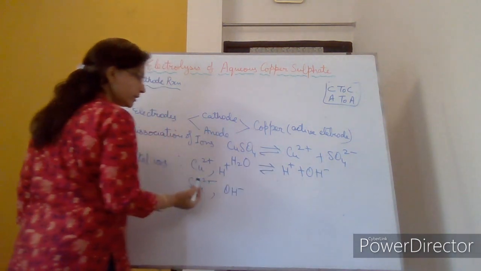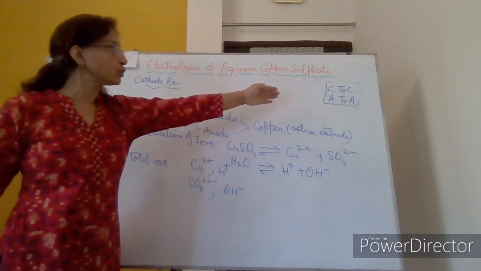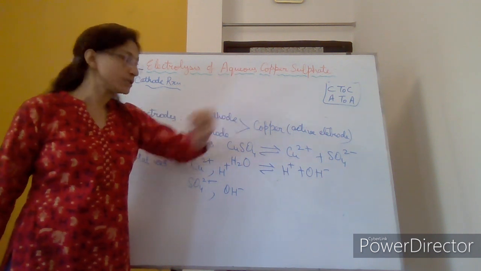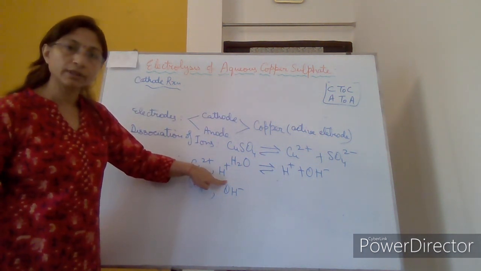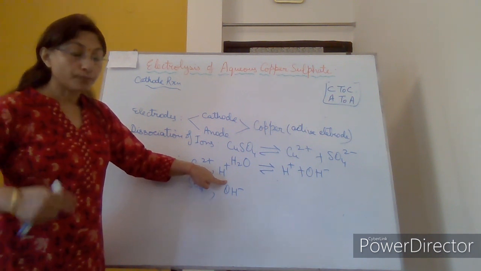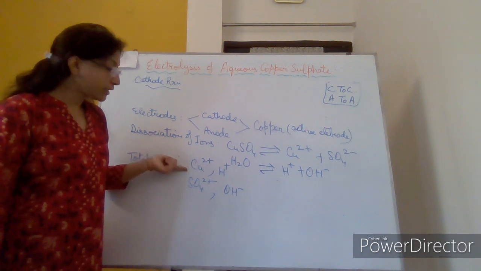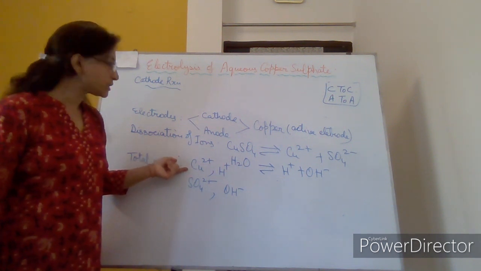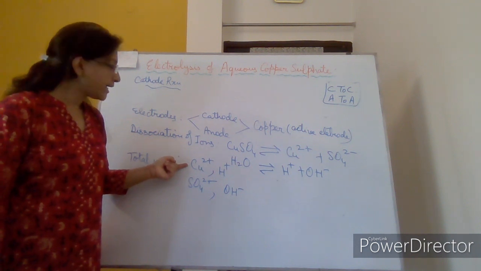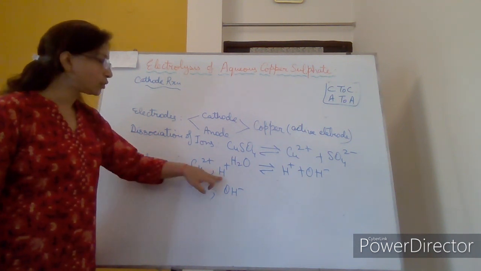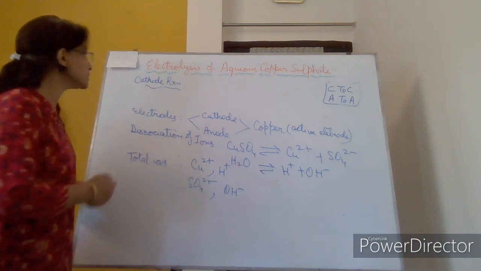However, here we have to see that we have got two cations, so both will be migrating towards the cathode, C to C. Both ions are migrating, but only one will be discharged. According to the preferential discharge, since copper is lower in the electrochemical series, the preference is with the copper, not with the hydrogen. Hydrogen is above, copper is lower in the series.